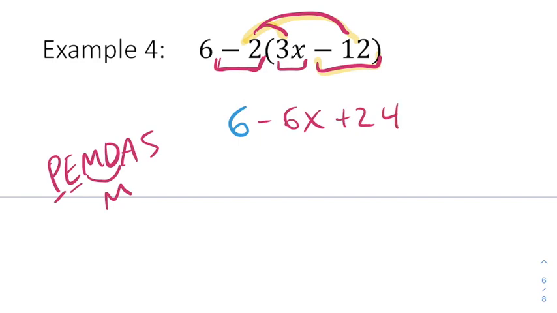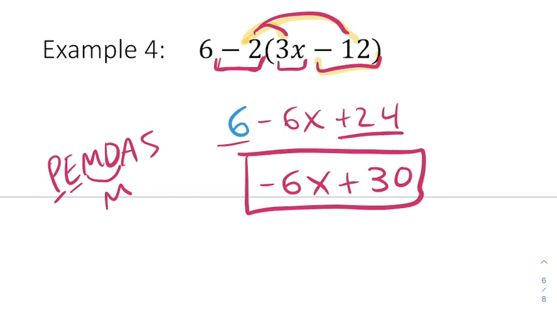And if we simplify, the 6 and 24 are like terms. So I still have that negative 6x, but now additionally I have 6 plus 24 equals 30. So we have negative 6x plus 30 as our final answer.